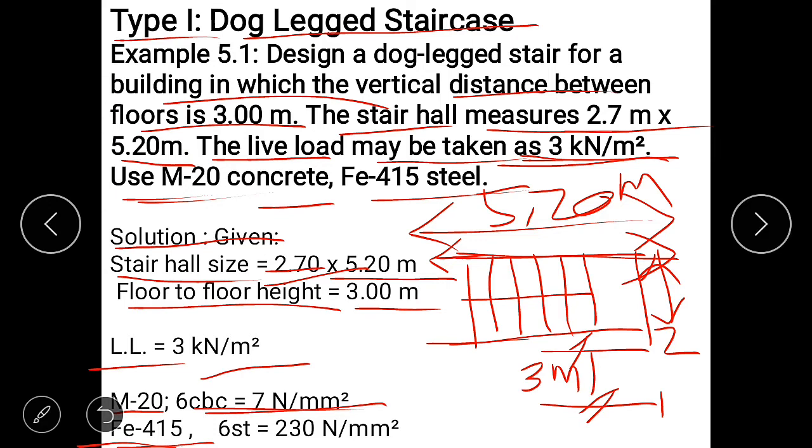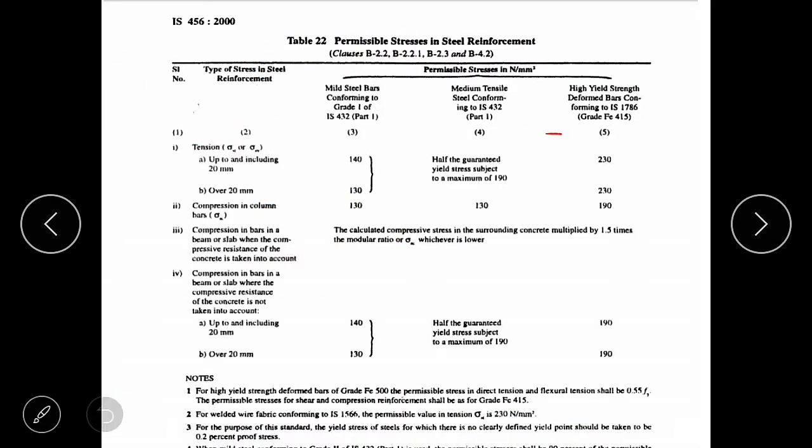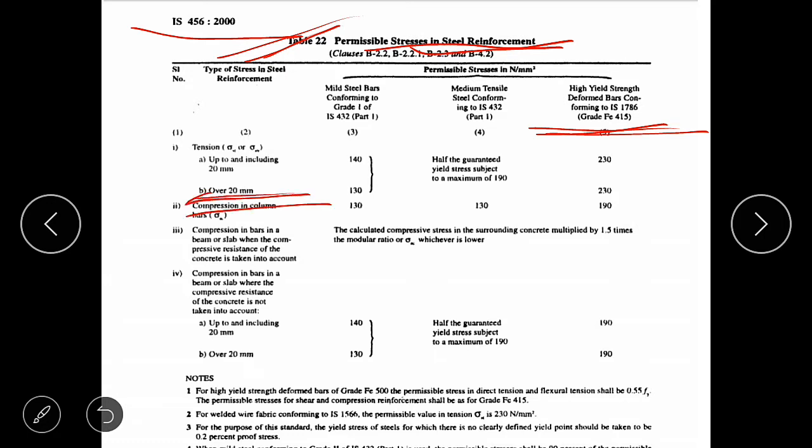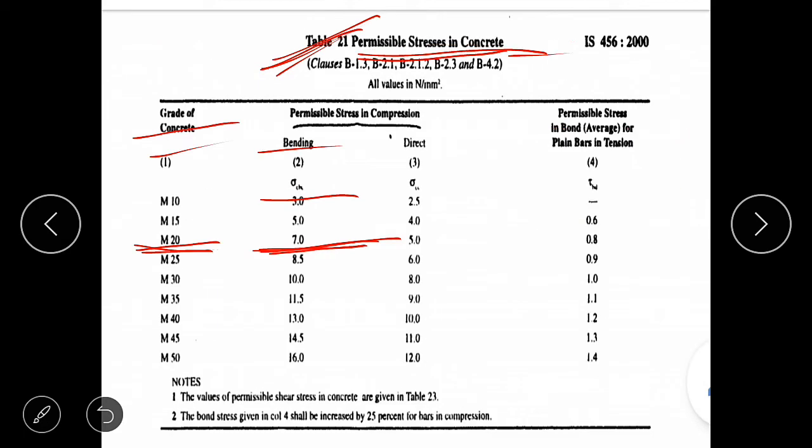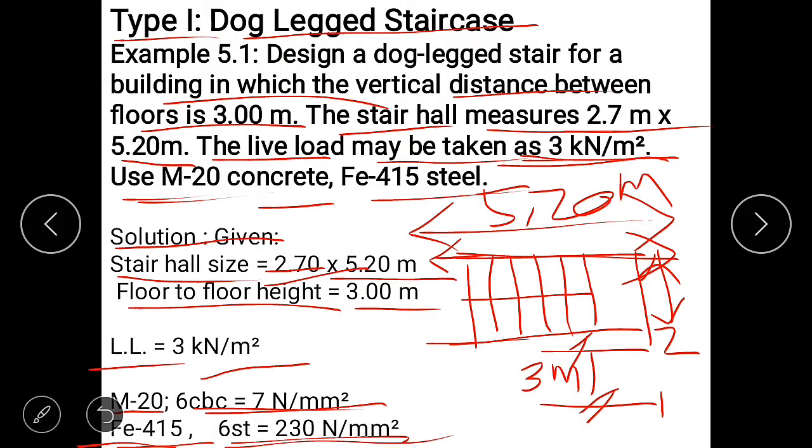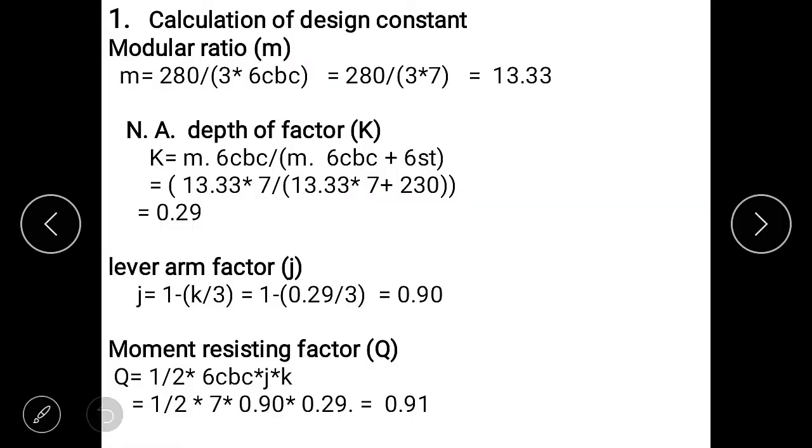Now the steel grade is Fe415. For Fe415, see Table number 22, IS 456-2000. In Table number 22, the permissible stresses in steel reinforcement for Fe415 is given for bars over 20 to 30. So take sigma ST as 230 Newton per mm square. Now we start to design the staircase.